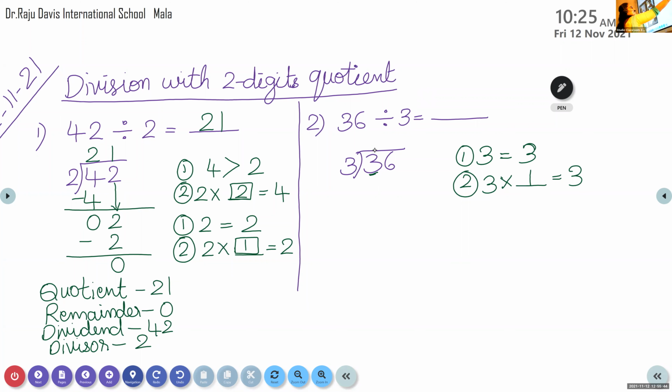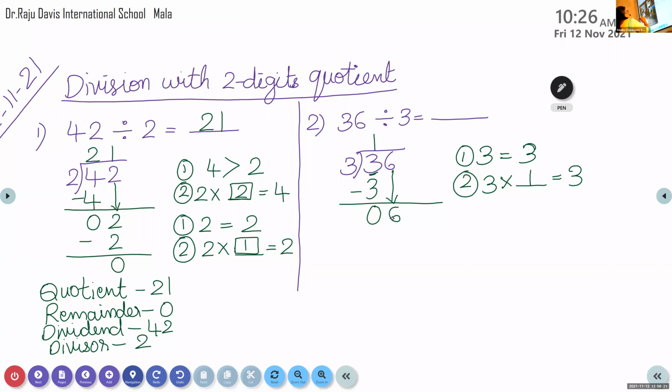36, the full number, over 3. Isn't it? Yes. That 3, the product 3, will come down over here and you have to subtract. 3 minus 3 is 0. Now what is to be done with that 6? Six has to come down. It has to be brought down with that 0. So 6 will come down.